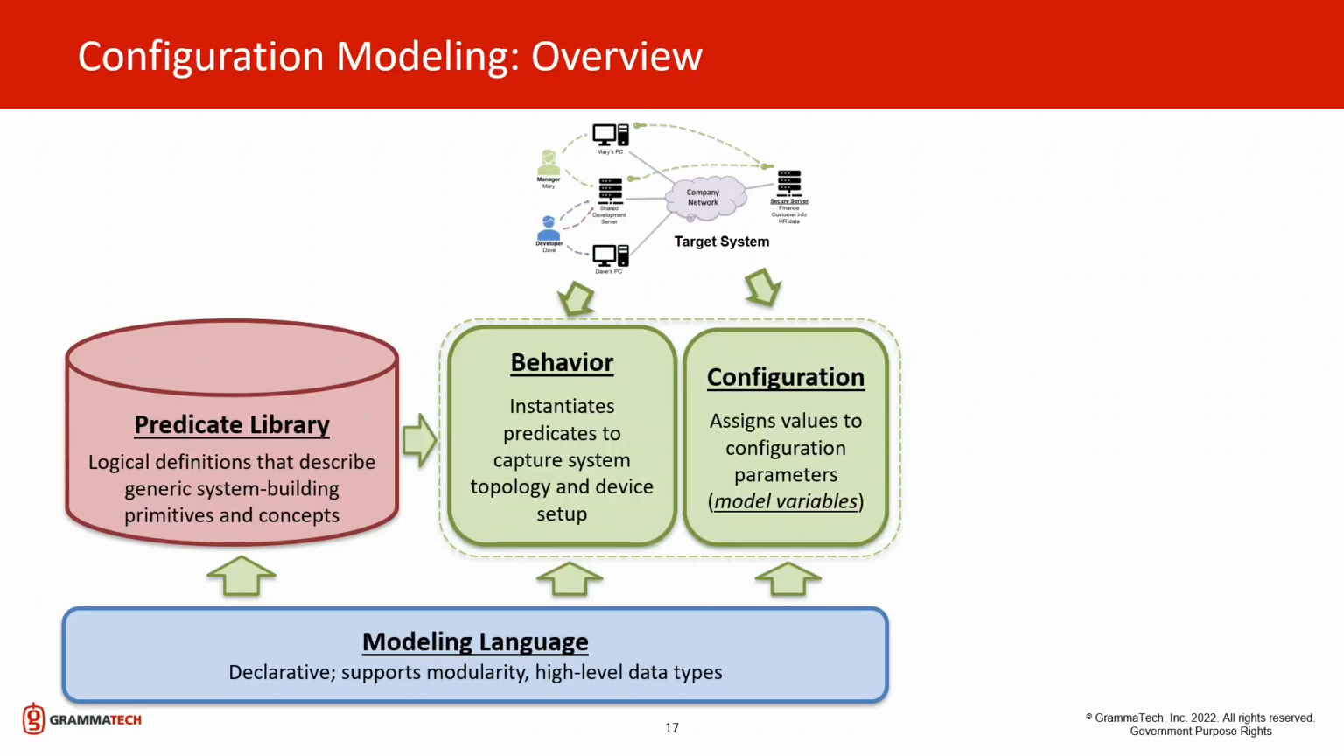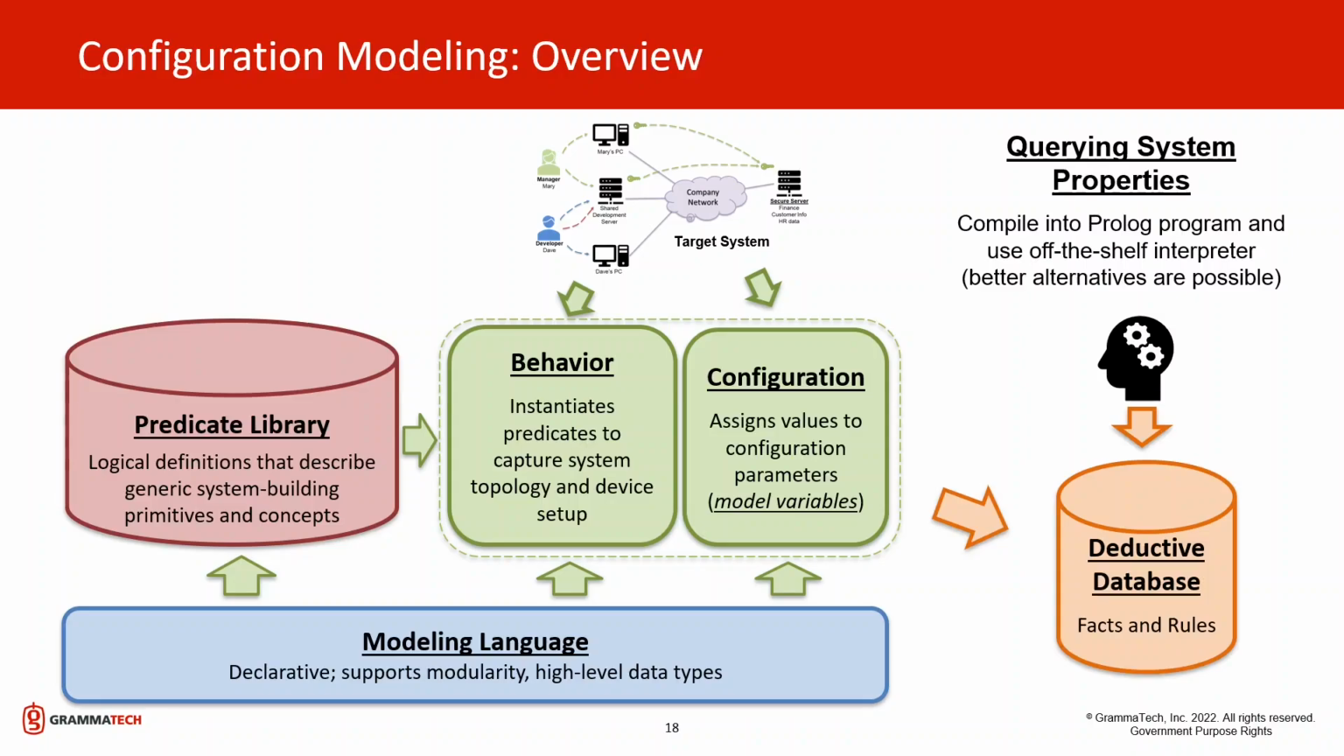Given a target system, the model is constructed by instantiating and stitching together library primitives in accordance with the system composition. This process is easy to automate, as long as the library contains the necessary primitives. The model separately captures the assignment of values to the configuration parameters. These could be collected from the target system or supplied manually.